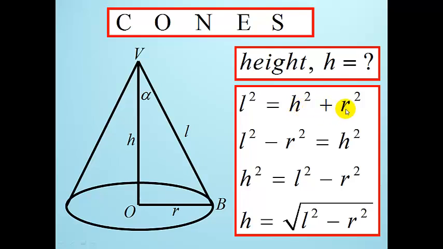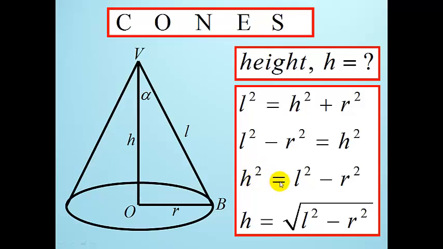Now plus R square on the right hand side of the equation becomes minus R square on the left hand side, and this is equal to H square. So we have L square minus R square equals H square, and this can also be written as H square equals L square minus R square. That is, the right hand side becomes the left hand side, and the left hand side becomes the right hand side. It is the same equation. We have not changed anything.